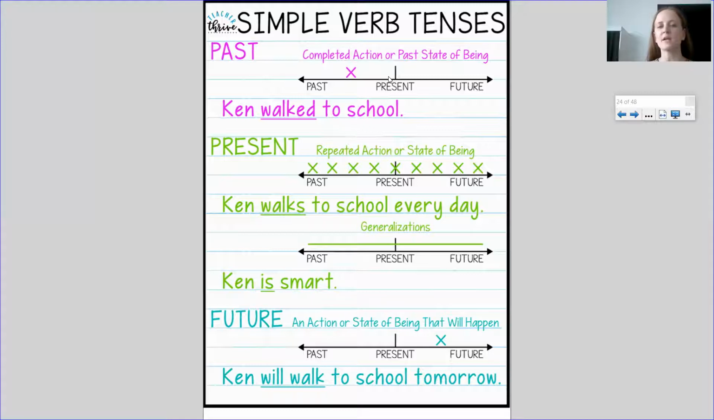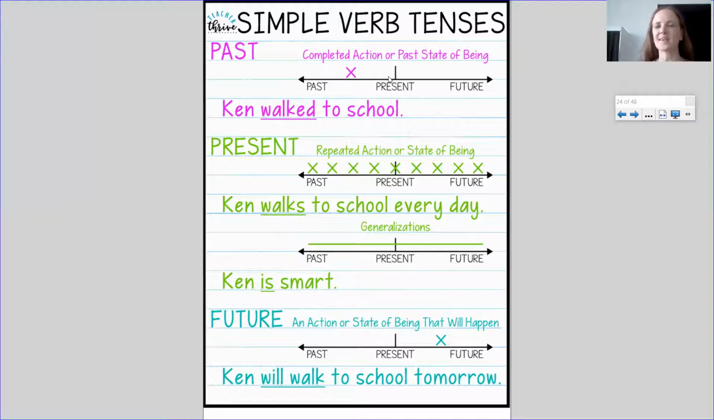And you can see by the little X's that it's something that is happening. It's a repeated action, or it is happening now. All right. We could also make a generalization. So generally, we could say Ken is smart. Okay, because he still is, he was, he still is, he still will be. So it's a generalization that reaches across all of that, and it's happening now. In the future, it's obviously an action that is going to happen. So it is in the future, and we say Ken will walk to school tomorrow.